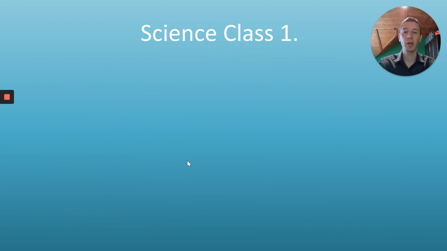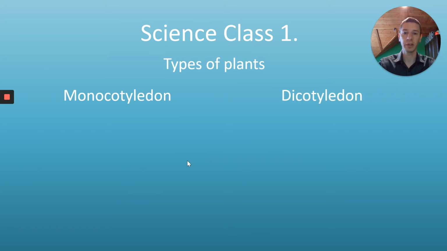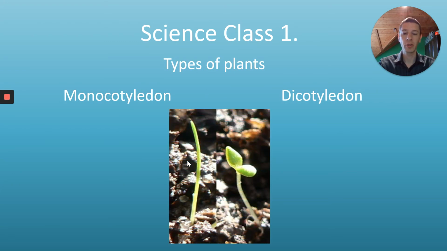The two types of plants, monocotyledons and dicotyledons, grow differently. When you look at these two seedlings, you can see that the monocotyledon has got one single stem growing, while the dicotyledon has got two leaves.